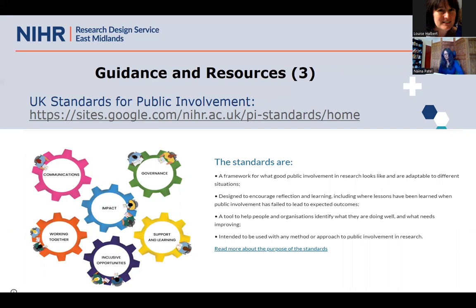Research funders and charities can use them to assess how public involvement is being implemented in projects and organisations they support. Members of the public and community groups can use the standards to assess the strengths and weaknesses of their involvement in research and to identify improvements. And we encourage researchers to refer to and demonstrate how they meet these standards in their funding applications.